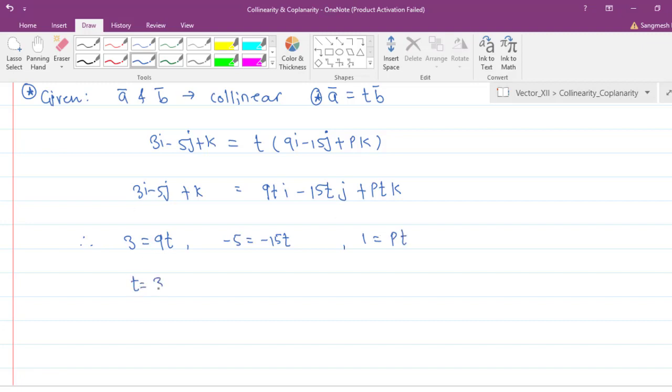t is equal to 3 by 9, which is equal to 1 by 3. So t becomes 1 by 3. We have to highlight this: t is equal to 1 by 3. Okay, so if t is 1 by 3, then find the value of p. You can substitute this here and solve. So 1 is equal to p into 1 by 3.